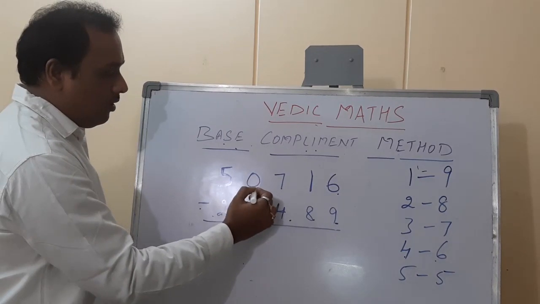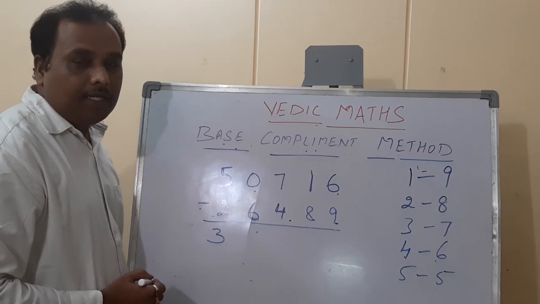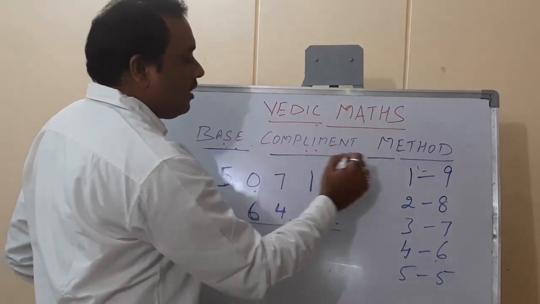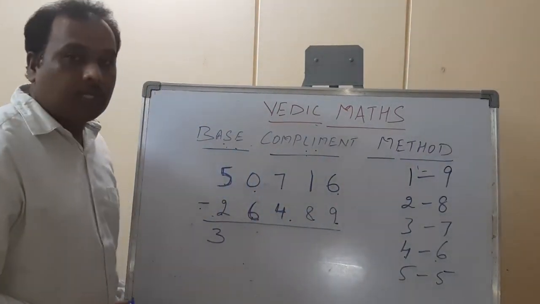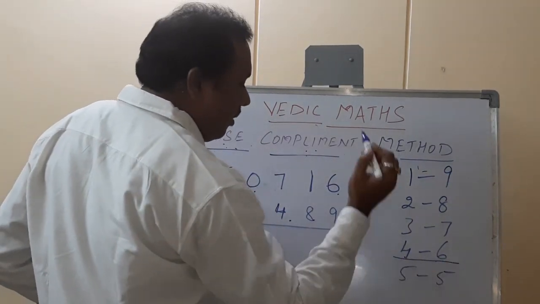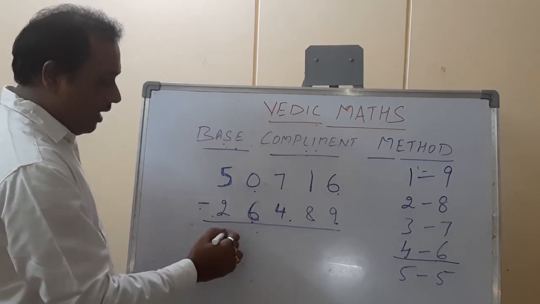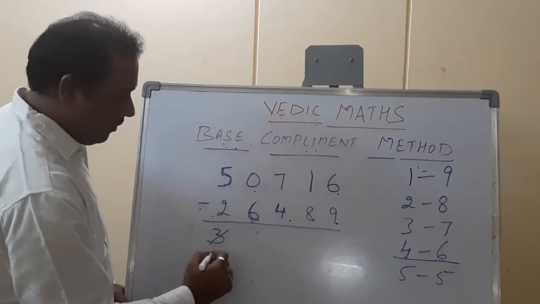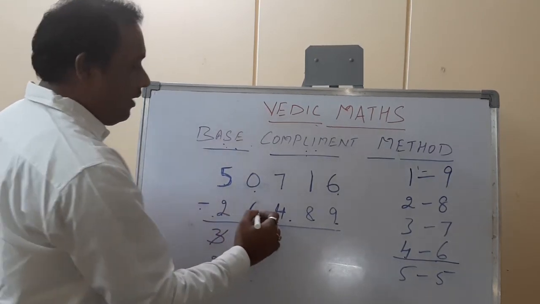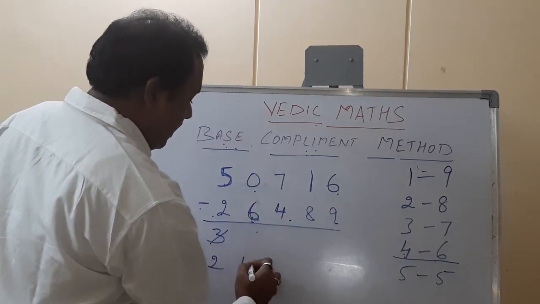Now what we have to do? So here we have 0. Can we minus 6 from 0? No, we cannot minus 6 from 0. So then what we have to do? We have to go for the base complement method, right? What is the complement for 6? The complement for 6 is 4, right? As I am going for the complement method, I have to reduce 1. So here 3 will become 2. Now the complement for 6 is 4. 4 plus 0 is 4. Okay? So we are writing the 4 here.